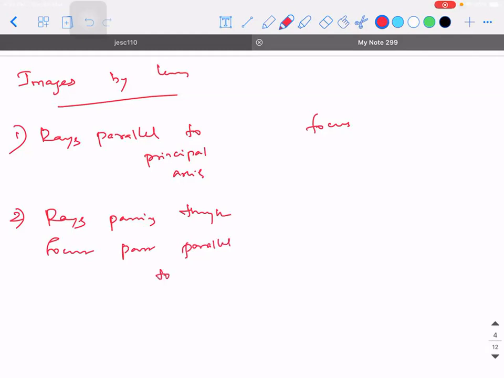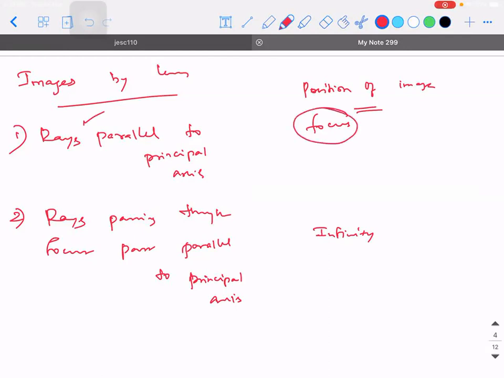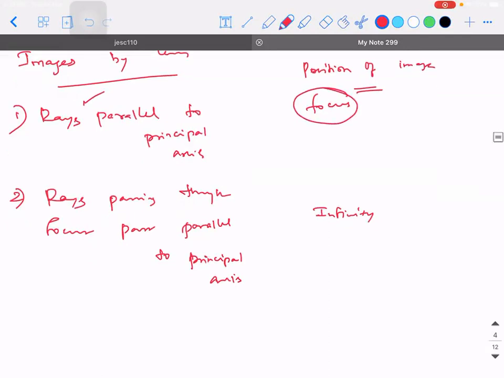So where is the image formed? If an object is kept at infinity, the image is formed at the focus. This is the position or location of the image. When the object is placed at infinity, the image is formed at the focus. When the object is placed at the focus, the image is formed at infinity.